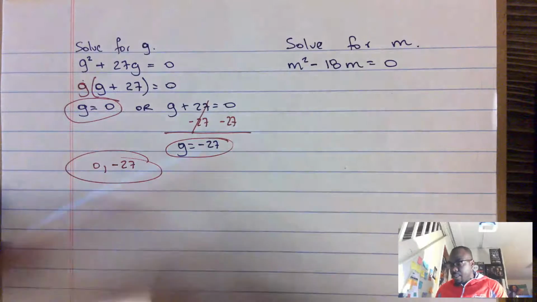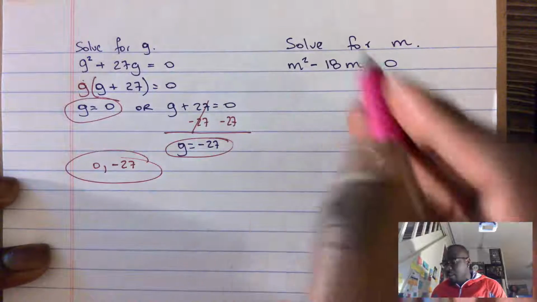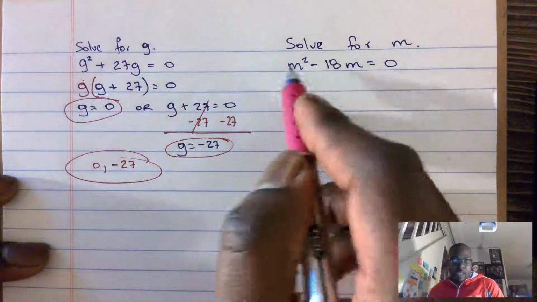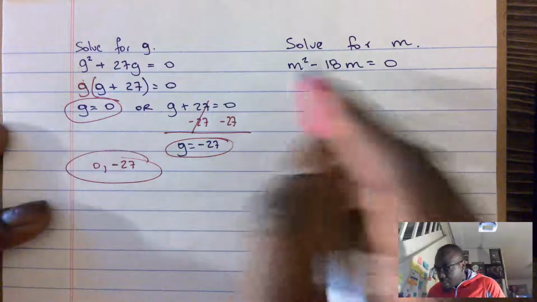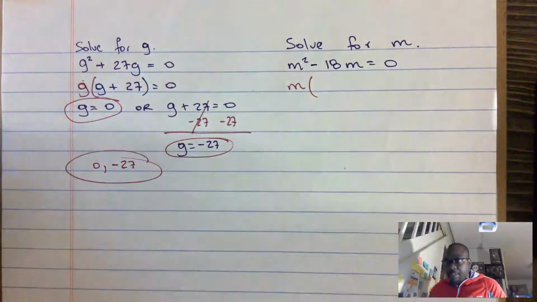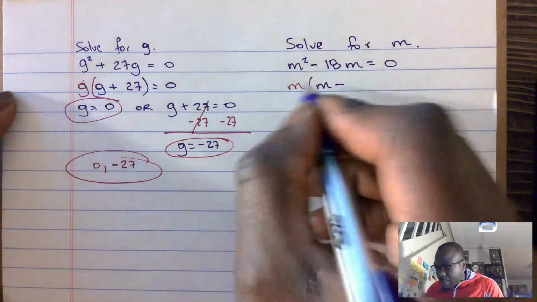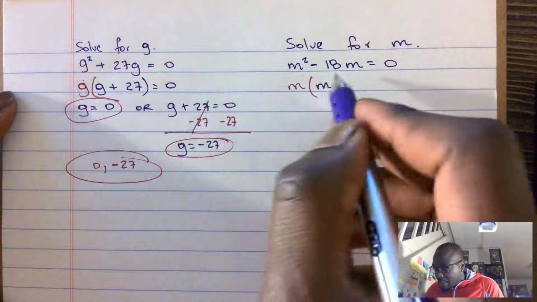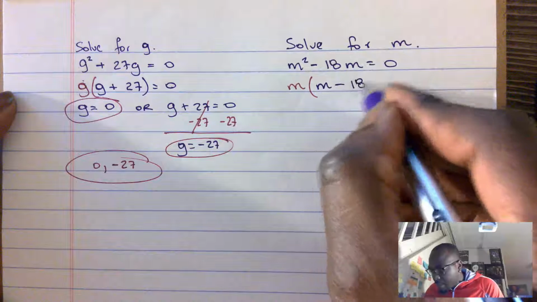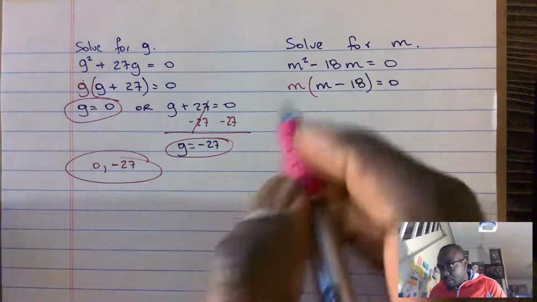So let's go over here. I look at both terms and I ask myself, what do they have in common? Oh, I realize they both have an m. I also need to check the coefficients to see if there's a greatest common factor. There's not in this case, so all I'm factoring out is m. If I factor out the m, m times m gives me m squared. I have m, and then I have minus 18 equals 0. All right? So that's what we're going to do.